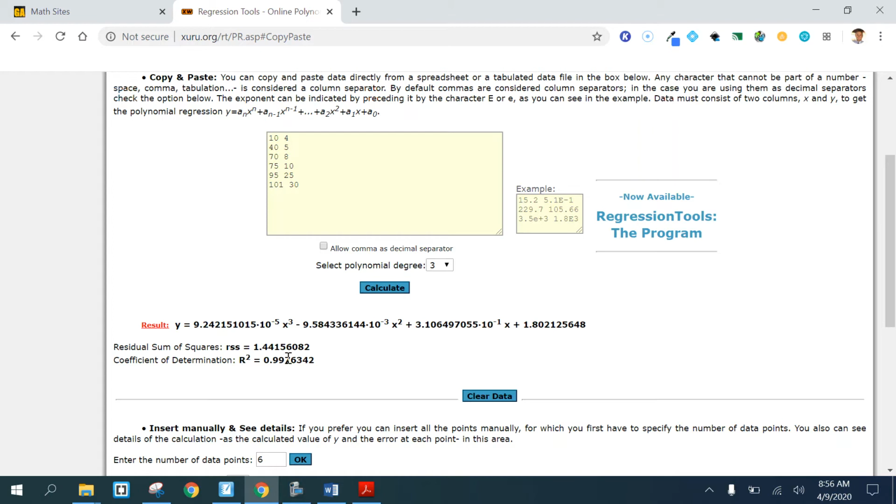Okay, so notice the r squared value is 0.9976. That's pretty good. That's really, really close to 1. So this is going to be a pretty good model. Notice the numbers are all messed up. This first number, 9.24 times 10 to the negative 5th. Remember what that means. You have to take this decimal and move it left 5 places. So left 5 places is going to put 4 zeros in front of the 9.